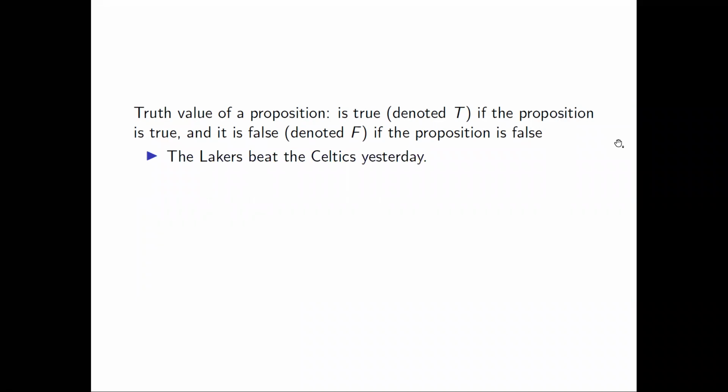And we can look at a few examples of propositions, and we will label them with their truth values. So first proposition, the Lakers beat the Celtics yesterday. This one is true. So its truth value, we'll label that with a T. Here's another one, 2 plus 2 equals 5. This one's clearly false. So its truth value is false. We denote it with an F. 1 plus 2 equals 3. The truth value is true, denoted T.